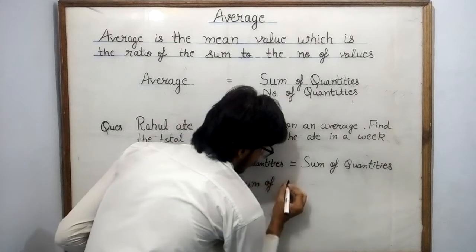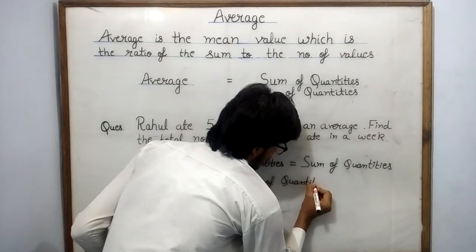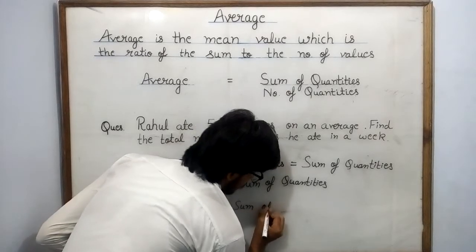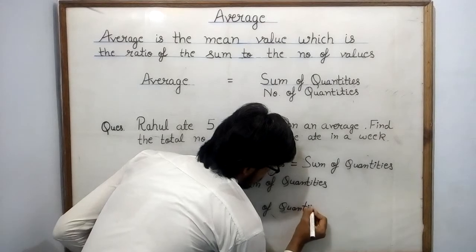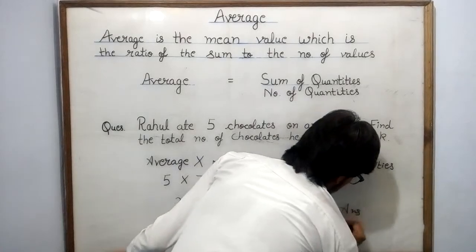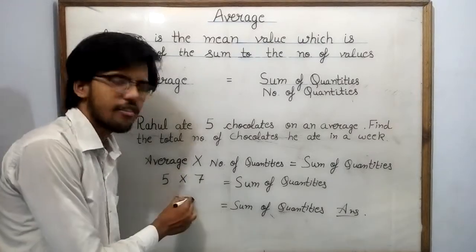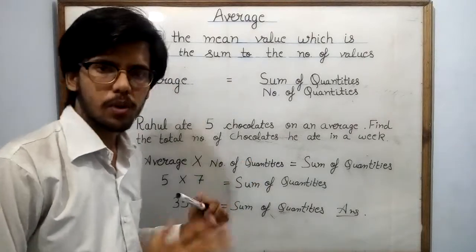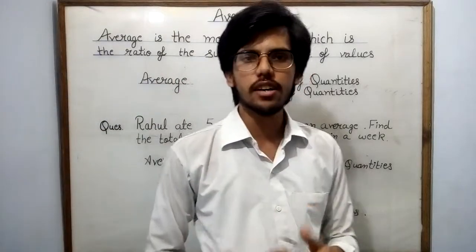Sum of quantities, and this will be our answer. So how many chocolates did Rahul eat in a week? 35. Okay, so now with these examples I hope you would be able to solve all the questions on average. Okay, so best of luck and do well.